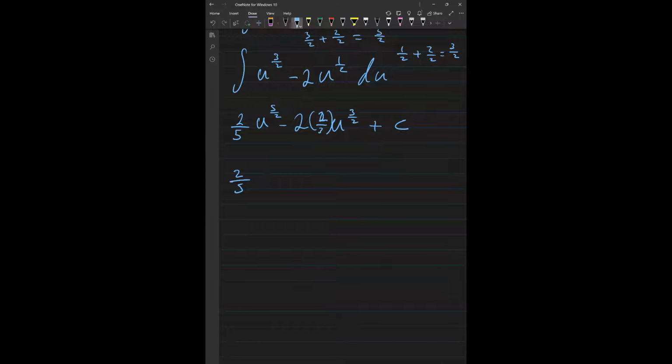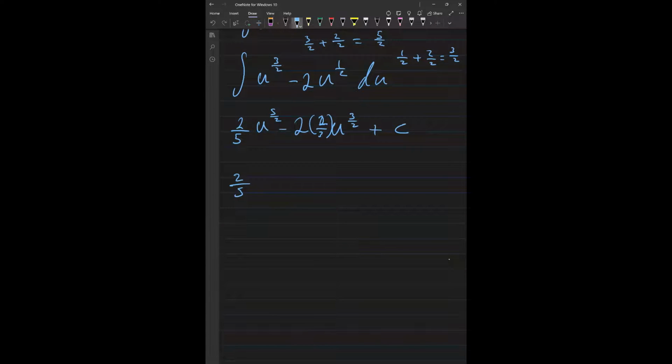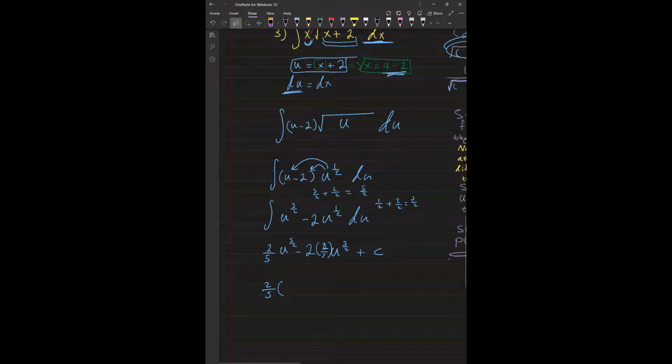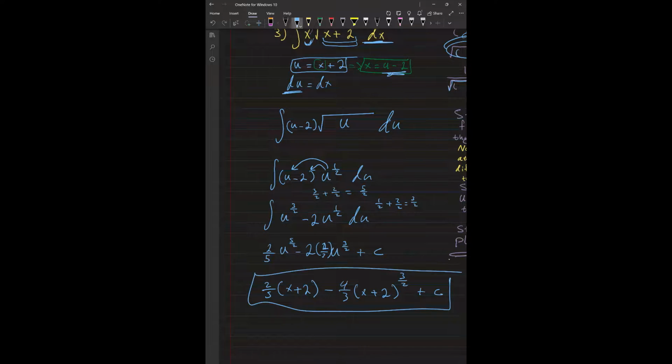Basically, what we're going to do is just plug the u back in. So the u is x plus 2, minus, so 2 multiplied by 2, which is 4/3, multiplied by, plug back u in, x plus 2 raised to the 3rd half power plus c, and that is your answer. Yay.